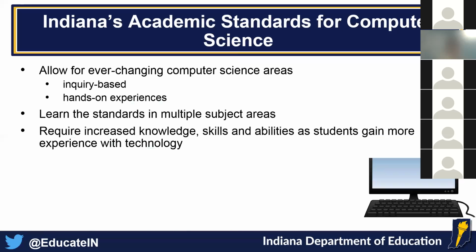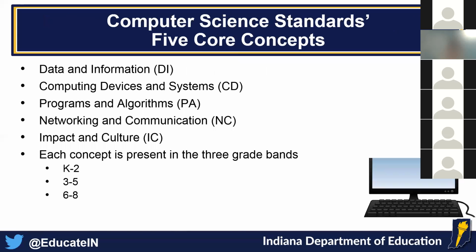And then if you're looking at the standards over the grade bands as it goes from K to 8, you'll see that they really do scaffold and build on each other. As the students acquire knowledge and abilities, as they acquire experience, they're being asked to do a little more and dig a little deeper into the different standards and into the different areas. So the computer science standards were written with 5 core concepts in mind. We have data and information, computing devices and systems, programs and algorithms, networking and communication, impact and culture.